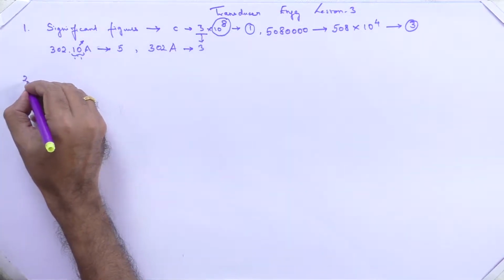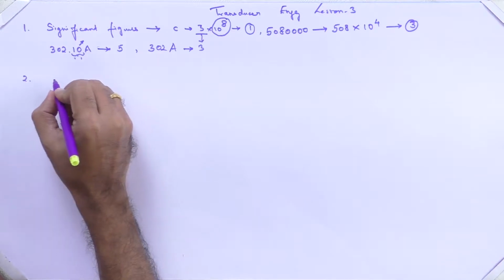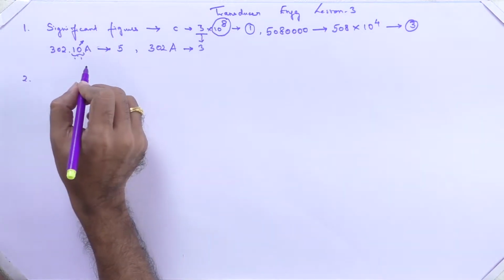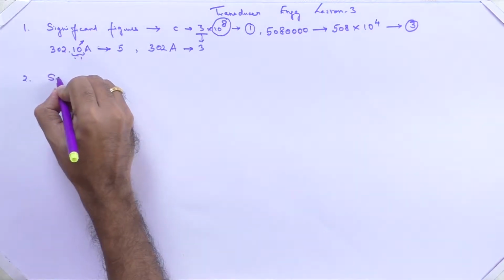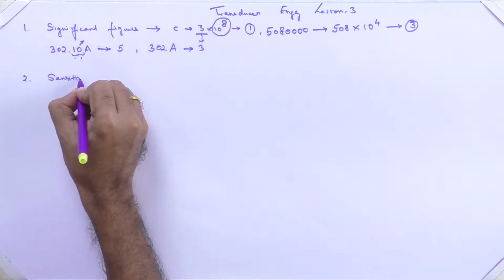The next comes static sensitivity. Now we are in the continuation mode of the static characteristics that we have seen in lesson 1, and now we are going to see some more characteristics and have an understanding of them. Okay, the first one is sensitivity.